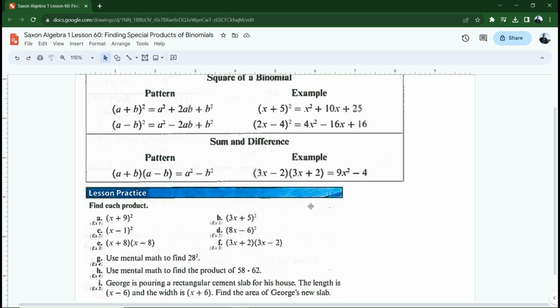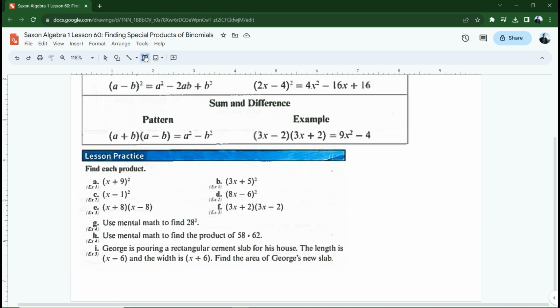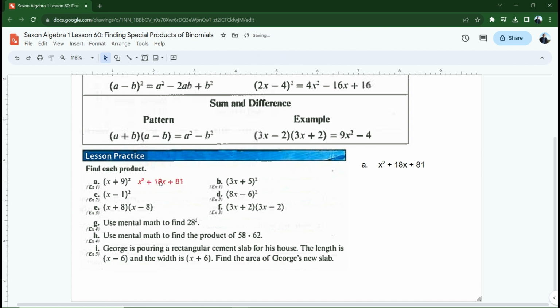All right, let's just dive right into some practice problems here. My goal here is going to be speed. Let's see if we can work these quickly. So letter A, x plus 9 squared. Well, it's just going to be the first term squared, so x squared, plus 2 times the first term times the second term. 2x times 9 is 18x, plus the last term squared. It should be x squared plus 18x plus 81.